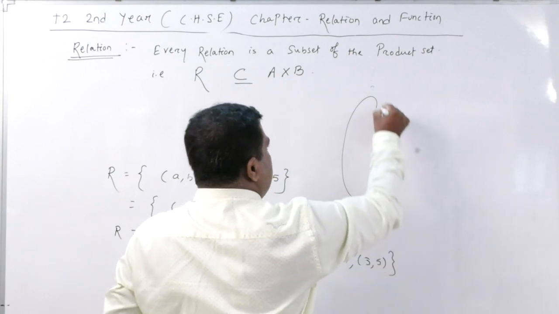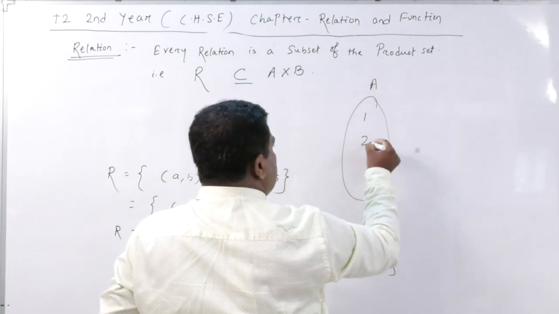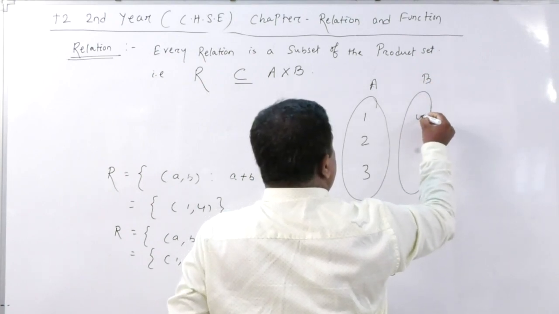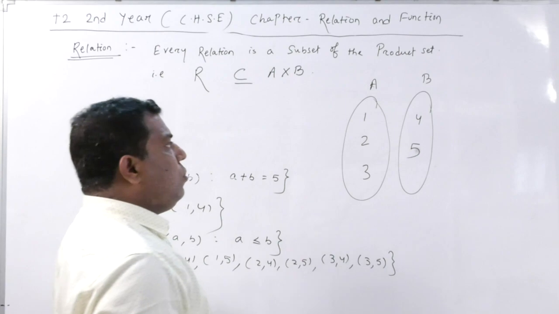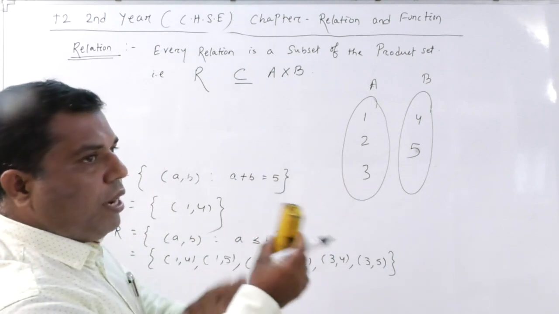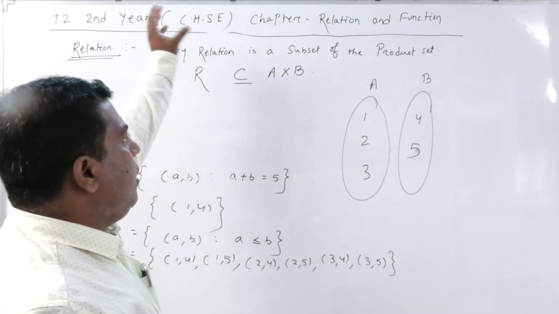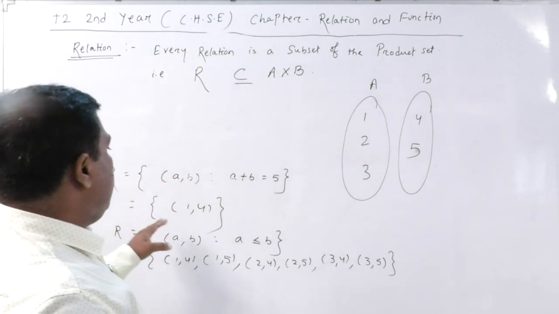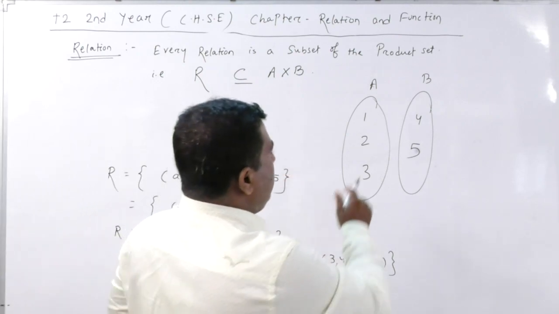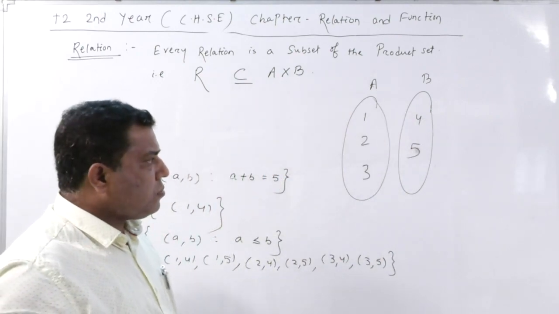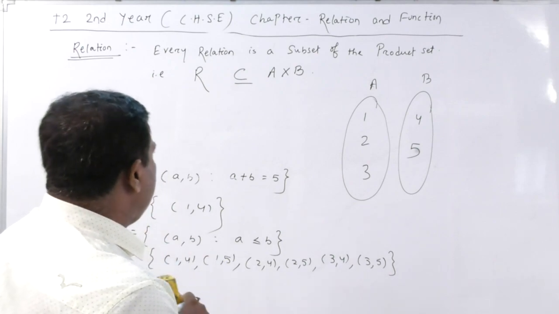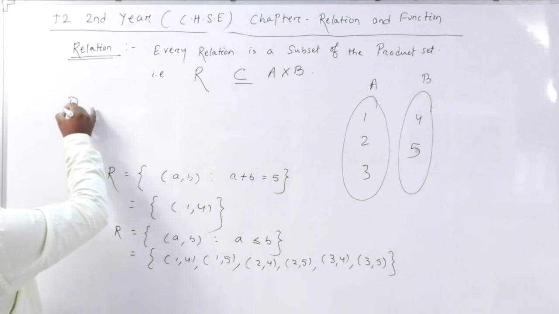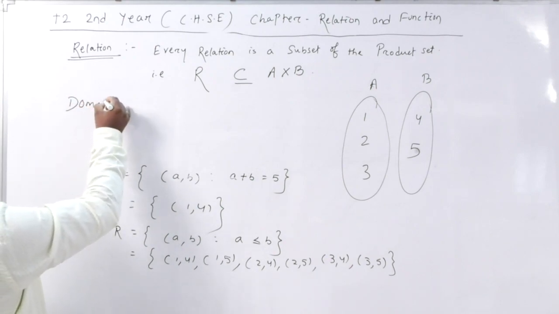Set A consists of the elements 1, 2, 3, and the second set B consists of the elements 4, 5. Okay, so we can connect them with the help of a certain condition in a relation. Here, 1 is combined with 4, as (1, 4). Yes or no?